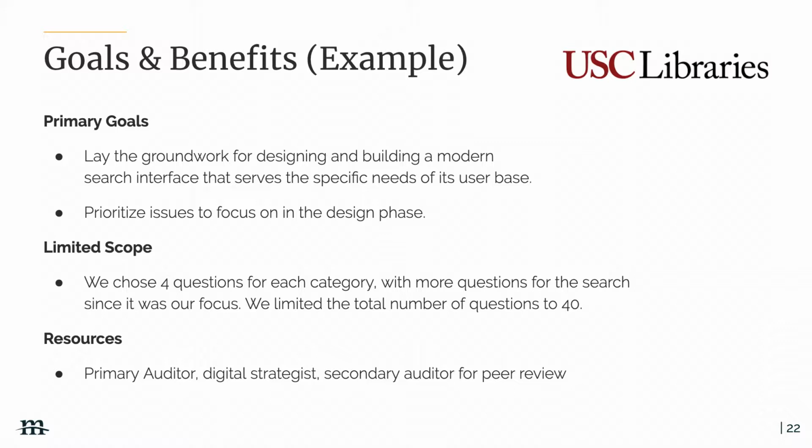The scope was limited to efficiently utilize the budgeted funds. We only selected 40 total usability questions from our set of over 250, and we resourced judiciously. We chose a primary auditor, a digital strategist, to provide data and consultation on which 40 questions to prioritize, and a secondary auditor to peer review the primary auditor's findings.